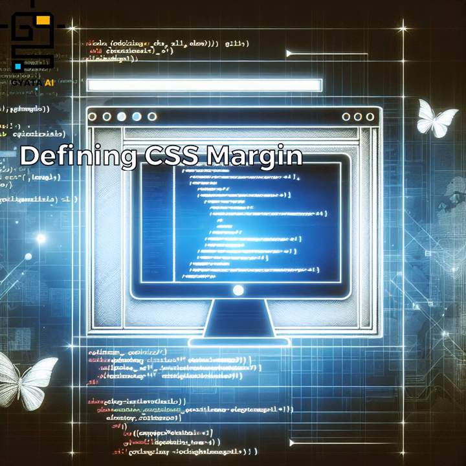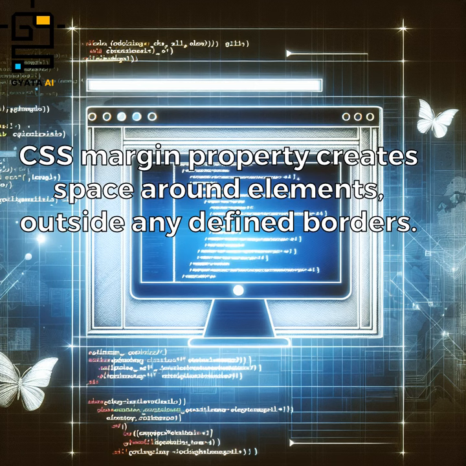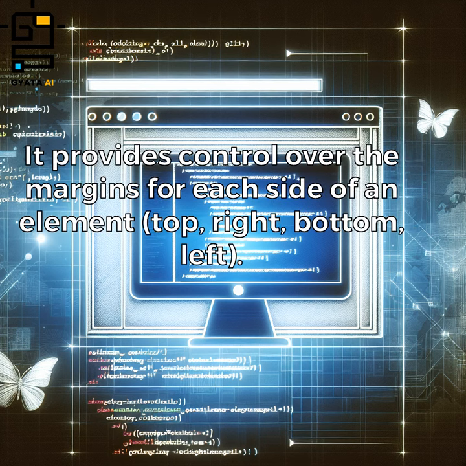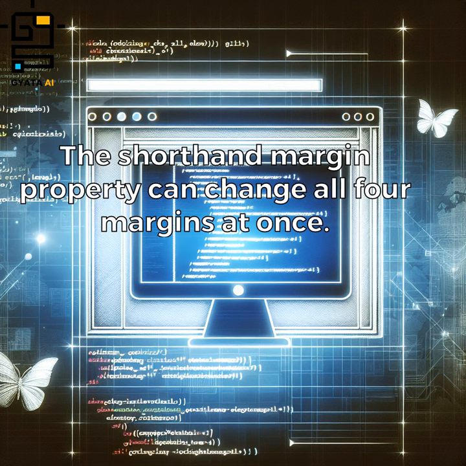Defining CSS Margin: the margin property creates space around elements outside any defined borders. It provides control over the margins for each side of an element: top, right, bottom, left. The shorthand margin property can change all four margins at once.